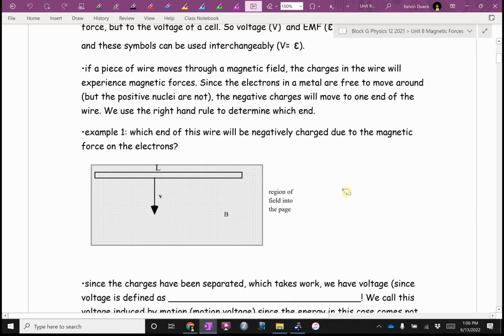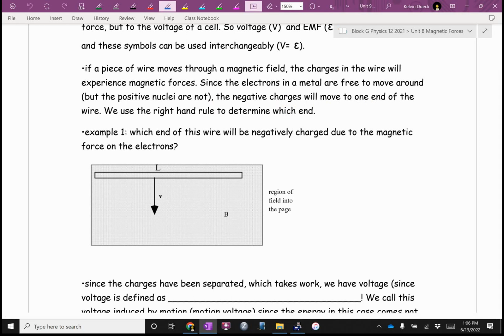So here's our first thought puzzle. If a piece of wire is physically just pulled, say on a rope or in your hand, through a magnetic field, the charges in the wire will experience a magnetic force. Because the electrons in a metal are free to move around, but the positive nuclei are not, the negative charges will move to one end of the wire. We're also going to pretend the positive charges move to the other end, because negatives moving in one direction is the same as positives moving in another direction.